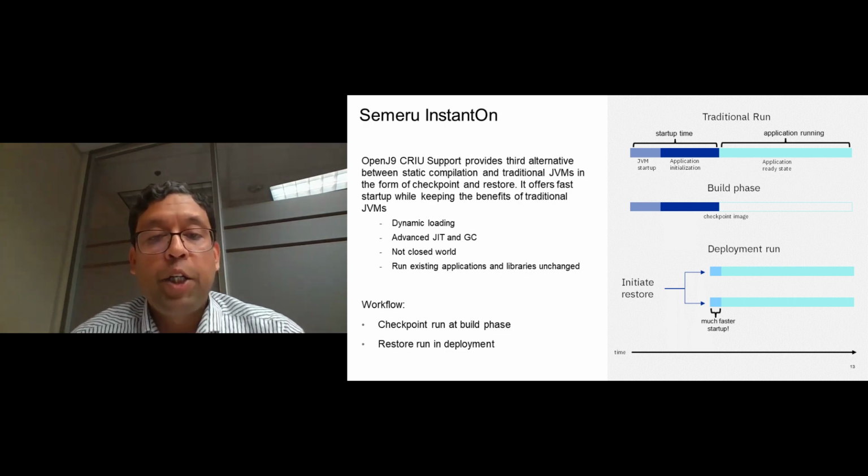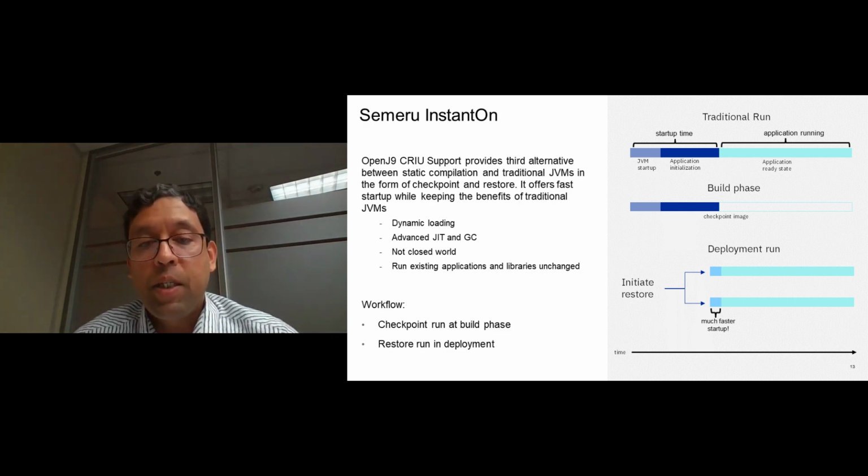Now, the picture on the right shows the difference in how a traditional run works and how a run with Instant On works. In the traditional case, you start up an application and it runs: the JVM starts up, the application initializes, and then you're ready to serve requests, and you've initialized the framework at that point. With Instant On, we split up that traditional run into two phases. There's a build phase where we'll run the JVM startup and the application initialization, and then take a checkpoint at that point. And that concludes the build phase.